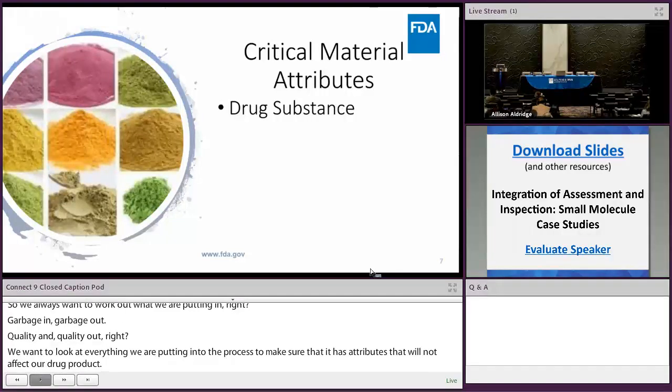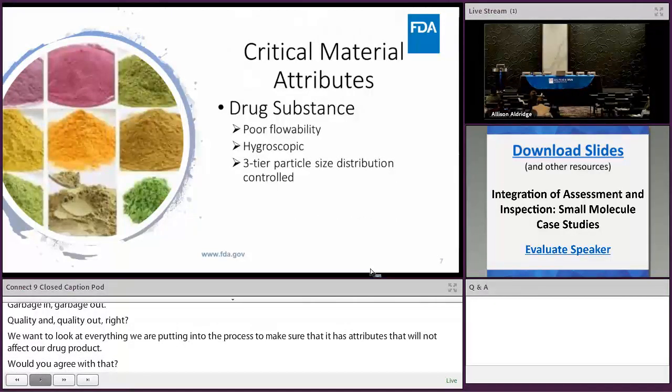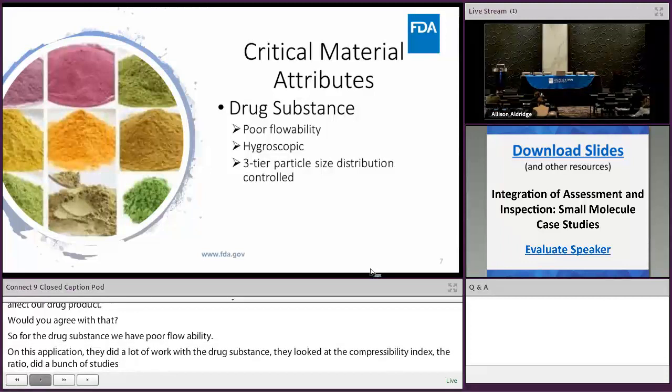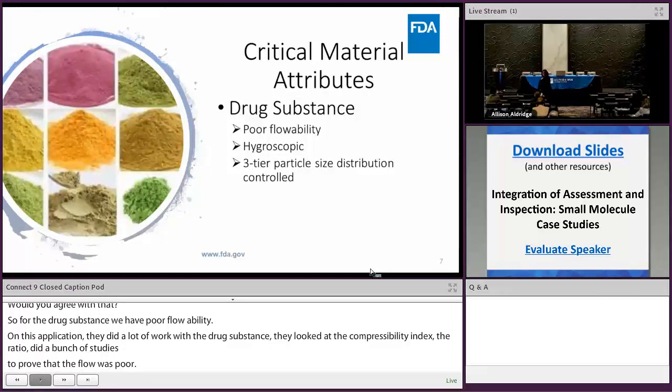So for the drug substance, we have poor flowability. On this application, they did a lot of work with the drug substance. They looked at the compressibility index. They looked at the Hausner ratio. They did a bunch of studies to prove that the flowability was poor. It's also hygroscopic. So since we know that it's hygroscopic, as a process facility, we want to make sure that they're capable of monitoring and controlling the humidity so there won't be an effect on the drug product.